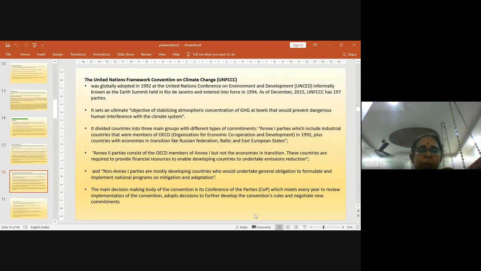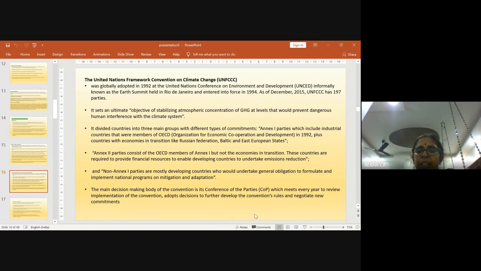So this was globally adopted in 1992 at the United Nations Conference on Environment and Development, informally known as the Earth Summit, held in Rio de Janeiro, and entered into force in 1994. As of December 2015, UNFCCC has 197 parties. The ultimate objective is stabilizing the atmospheric concentration of greenhouse gas at levels that would prevent dangerous human interference with the climate system. It divided the countries into three main groups with different types of commitments.